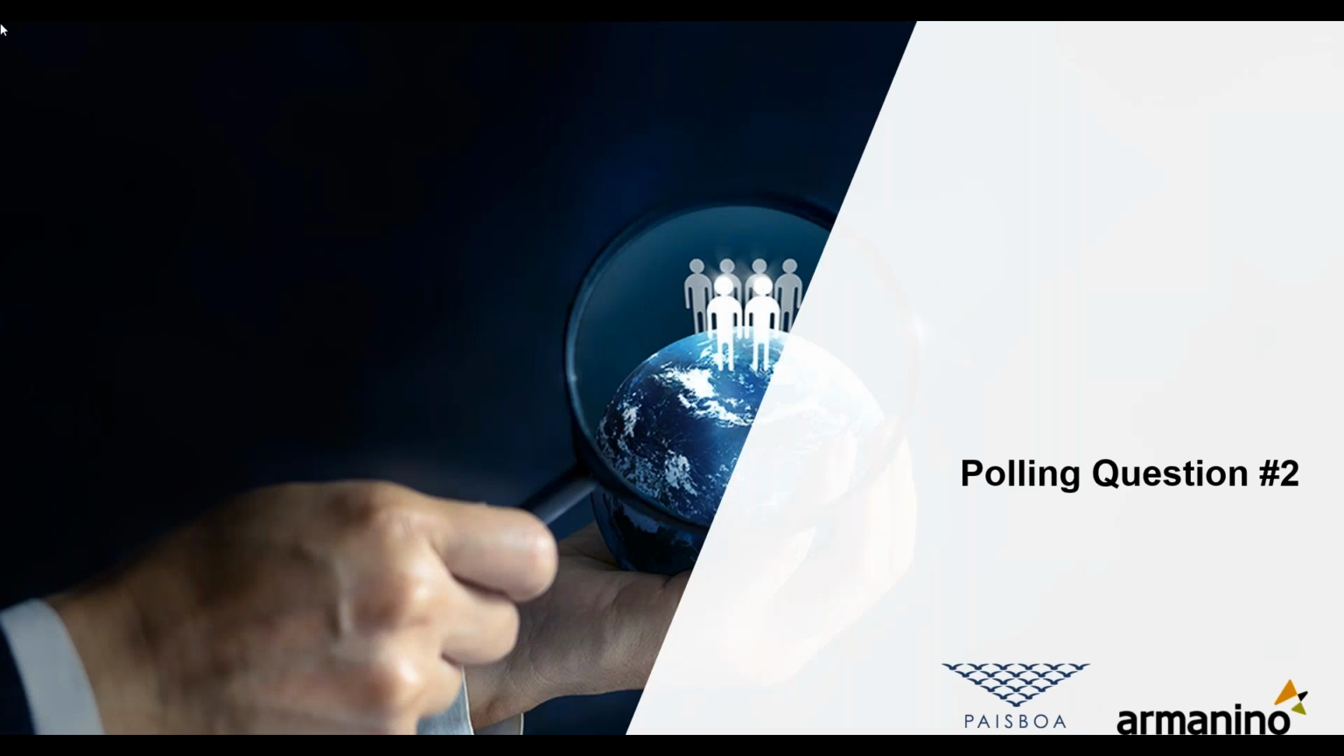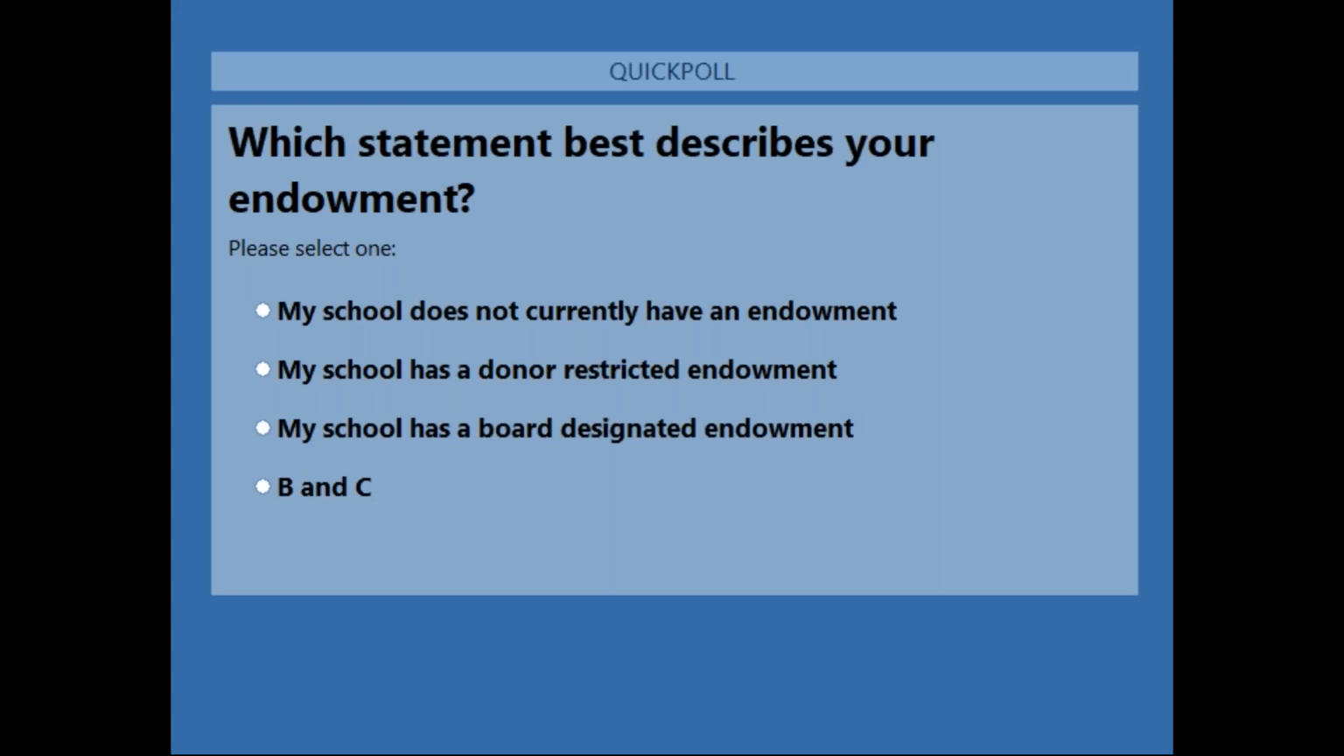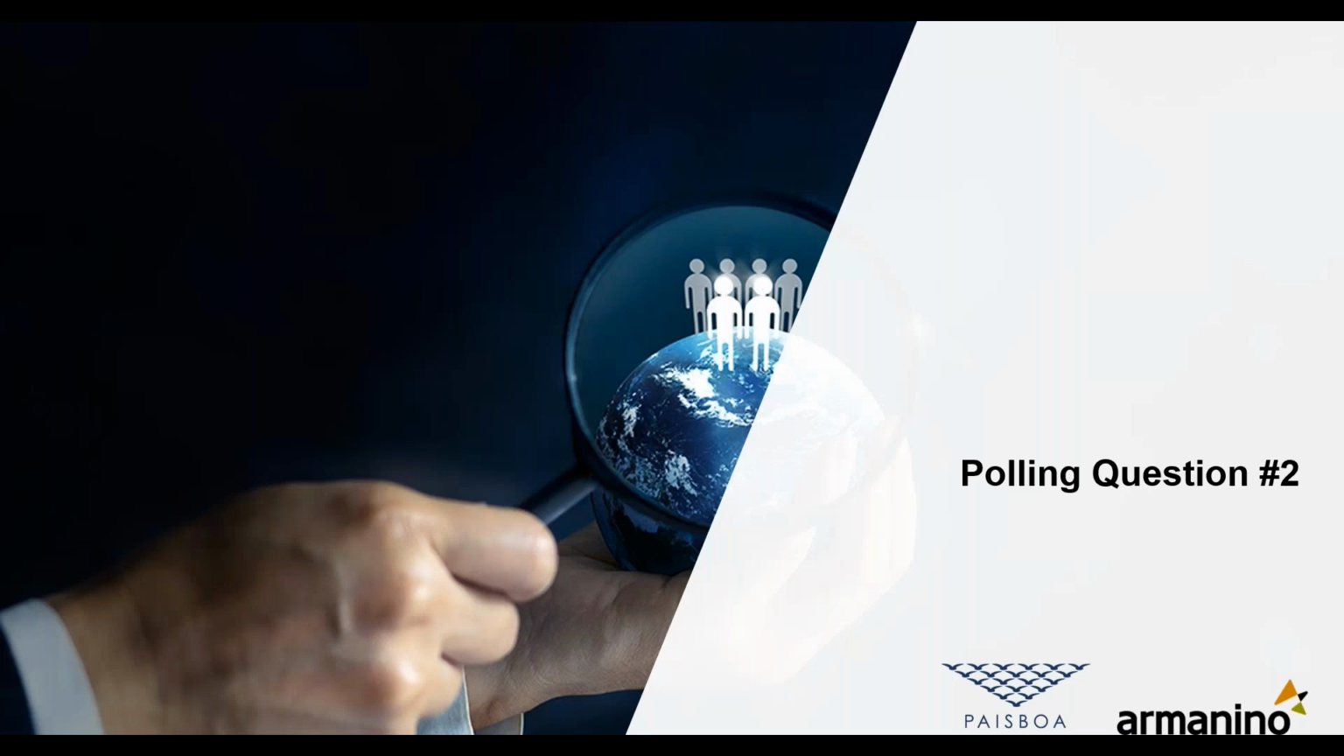Okay, so we're going to go ahead and go into our second polling question. Please let us know which statement best describes your endowment. My school does not currently have an endowment. My school has a donor restricted endowment. My school has a board designated endowment, or both, that your school has both a donor restricted and board designated endowment. We'll give everyone a few seconds here to get their answers in. Okay, so it looks like answers are in.